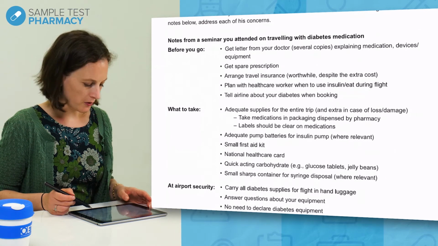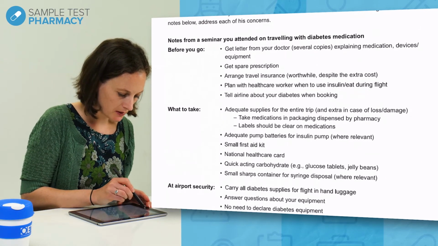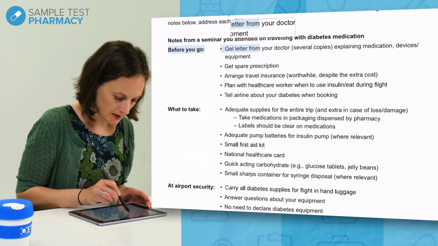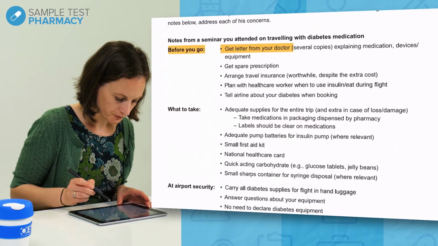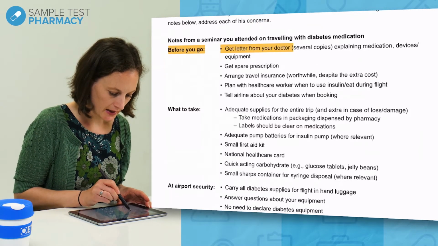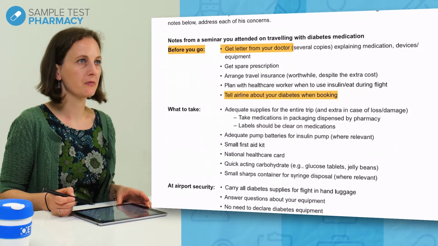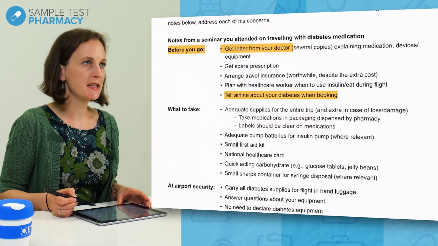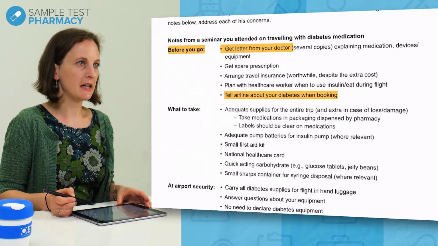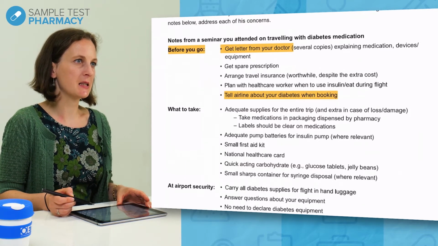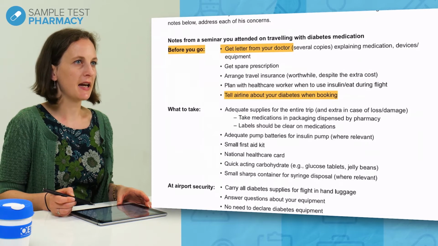From the Before You Go section, I pick out that it's a good idea to get a letter from the doctor, and to tell the airline about the diabetes when booking. Although the what to take section looks useful, it doesn't relate to any of the patient's specific concerns, so I can ignore it.